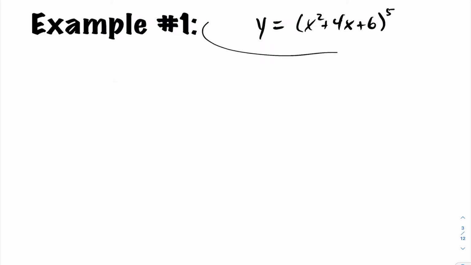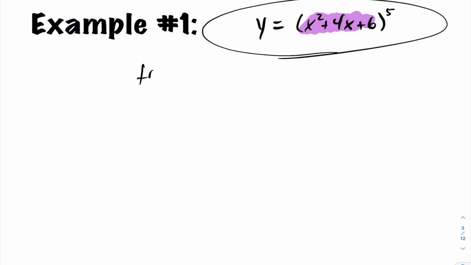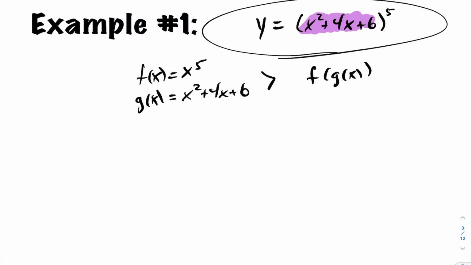For our first example here, you can take a look at this function. This looks a lot like the power rule. The only issue is that we have this expression here, x squared plus 4x plus 6, in there. So what we want to do is see this is really a composition of functions, in that if I define f at x to be x to the power of 5, and I define g at x to be x squared plus 4x plus 6, we can see here that f composite g at x would actually be equal to x squared plus 4x plus 6 to the power of 5.